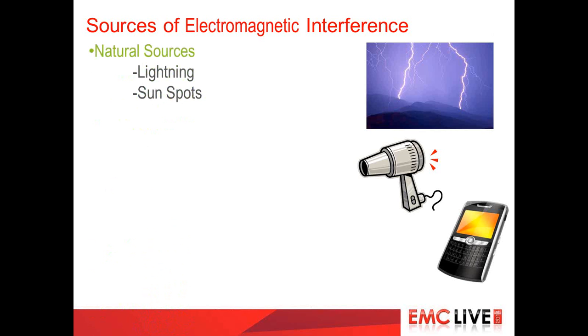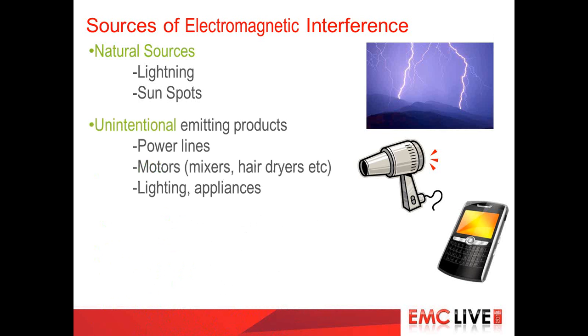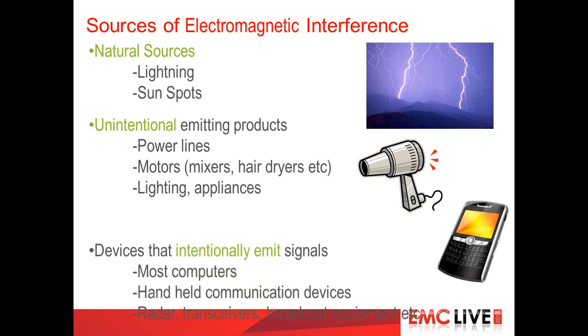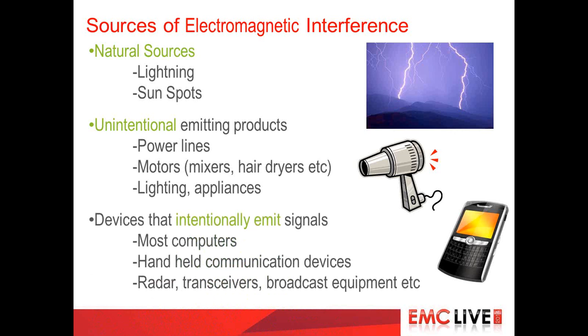So, sources of electromagnetic interference. First off, we have natural sources from the weather, lightning, and sunspots. But the majority of EMI comes from man-made sources. We have products that unintentionally radiate, things like power lines, appliances, hair dryers. So these are all electrical products, but they have emissions coming off of them unintentionally. And the other category is devices that do intentionally radiate. We want them to transmit a signal, so things like computers with wireless LAN cards, cell phones, radars, etc.